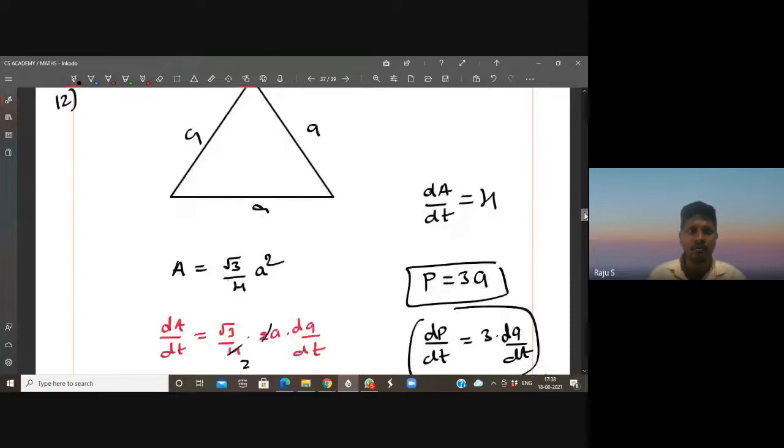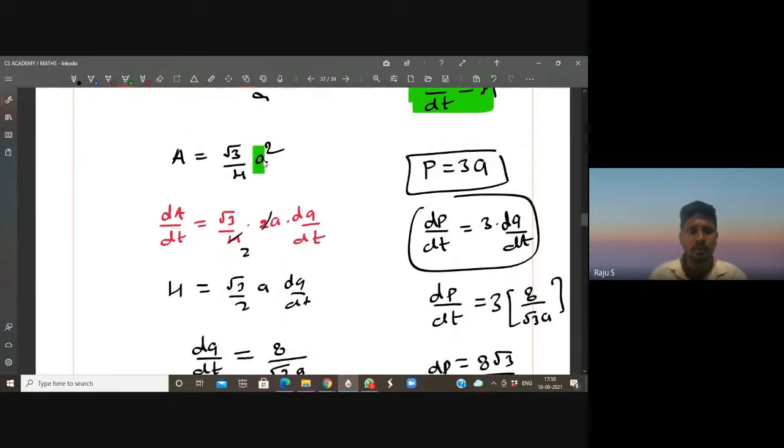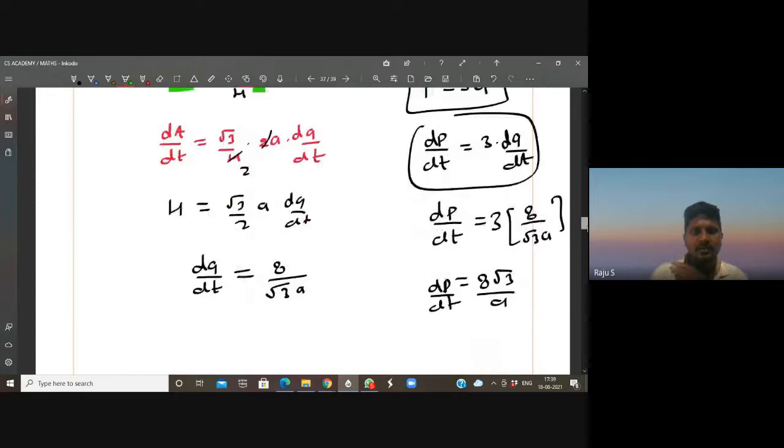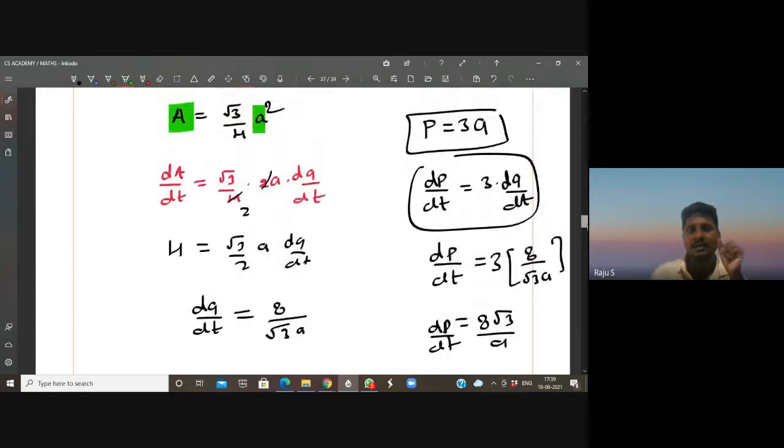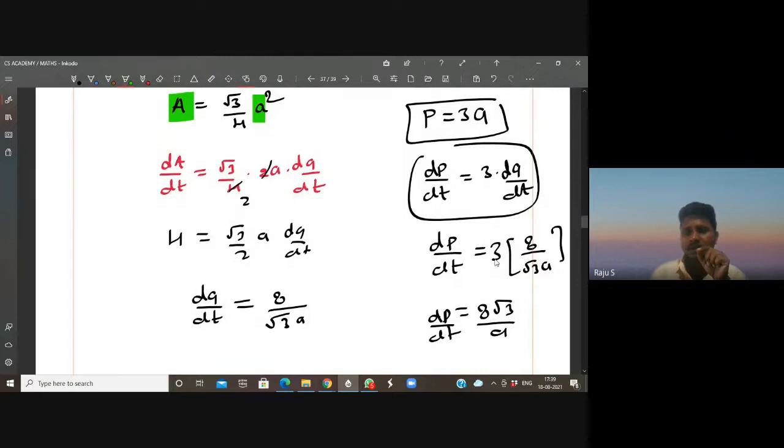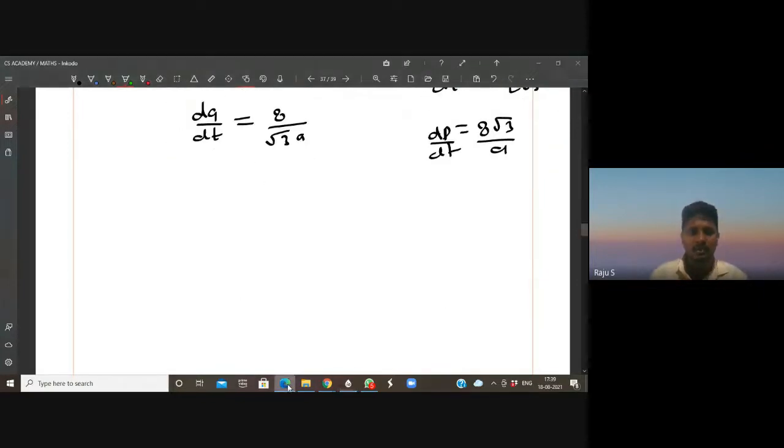Clearly they mention a equilateral triangle whose side is a. The rate of change of area is also given, so I differentiated with respect to t on both sides. You can consider capital A and small a as variables. When the side increases or decreases, the area also increases and decreases. So from that I found da by dt in terms of small a and replaced it in the perimeter. So we got the rate of change of perimeter as 8 root 3 by a, second option, right?